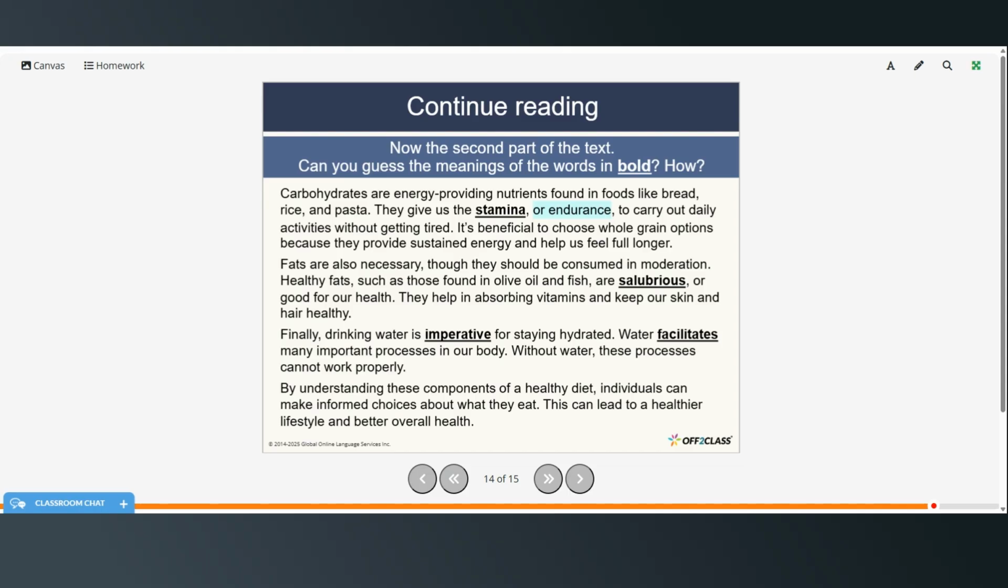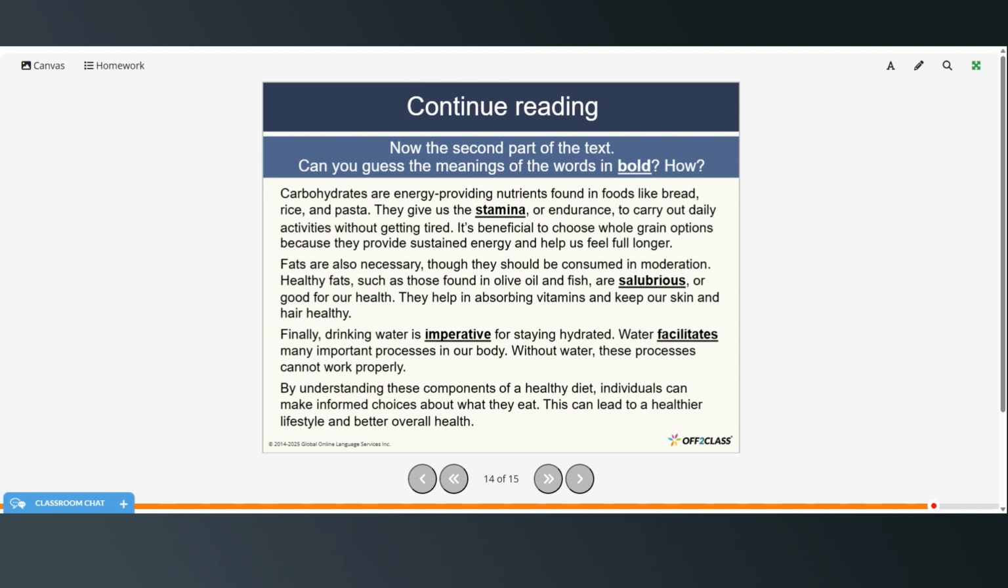It's beneficial to choose whole grain options because they provide sustained energy and help us feel full longer. Fats are also necessary, though they should be consumed in moderation. Healthy fats, such as those found in olive oil and fish, are salubrious or good for our health. So here again, the example or definition, we know that salubrious means good for our health. They help us in absorbing vitamins and keep our skin and hair healthy.